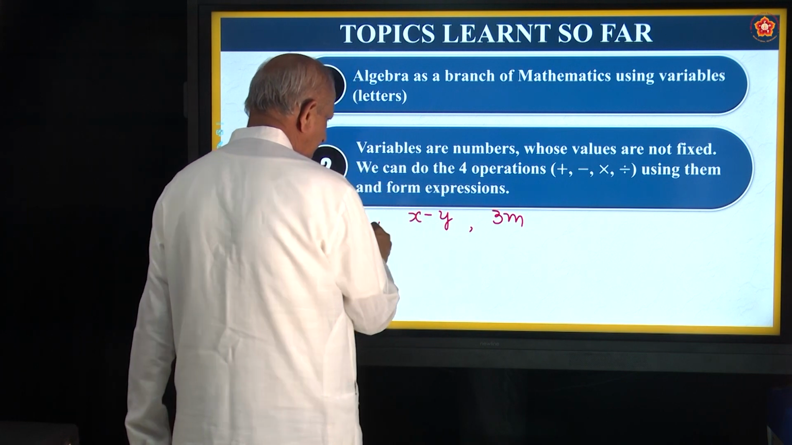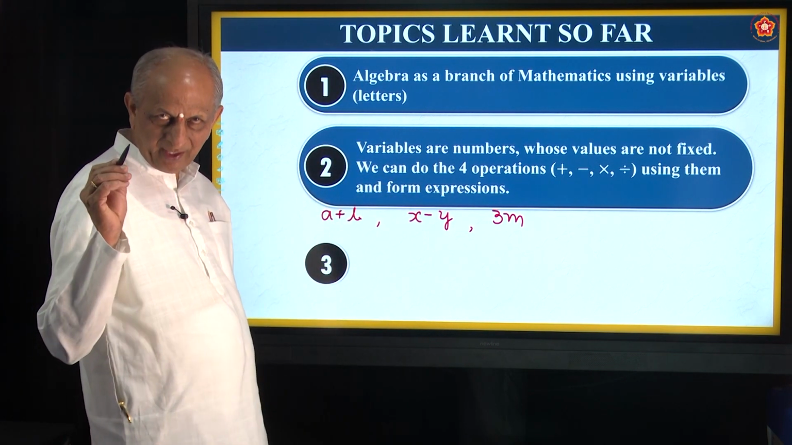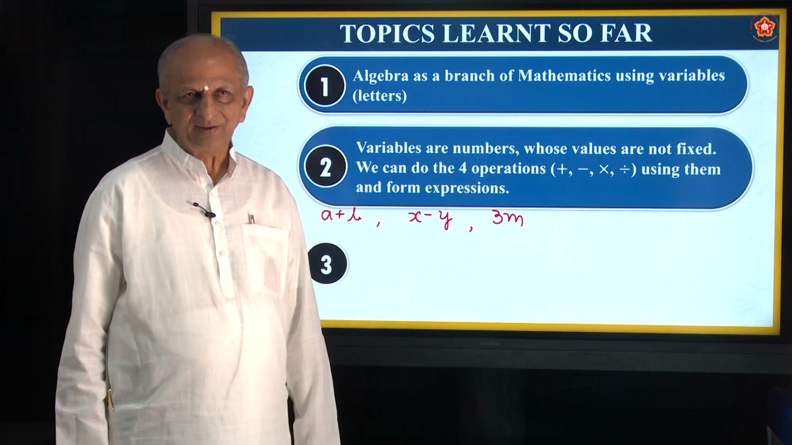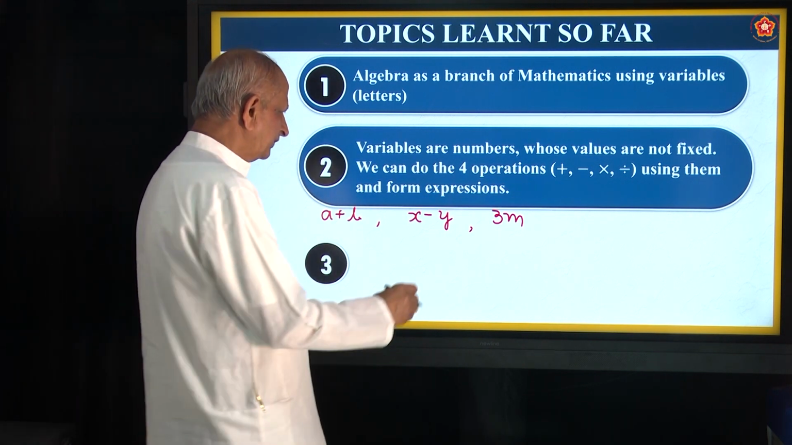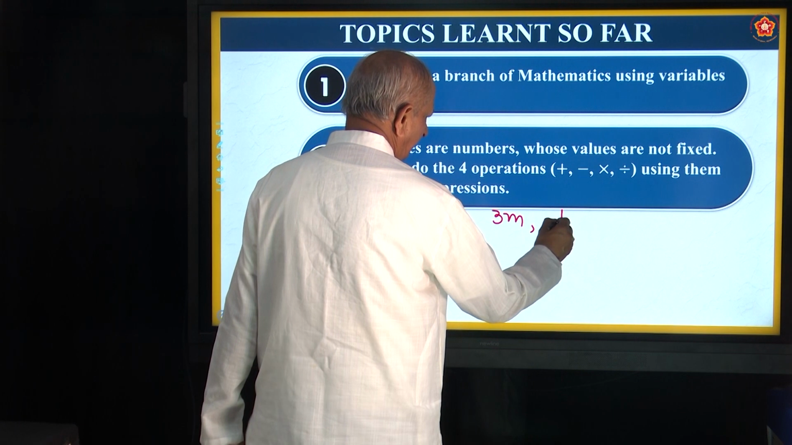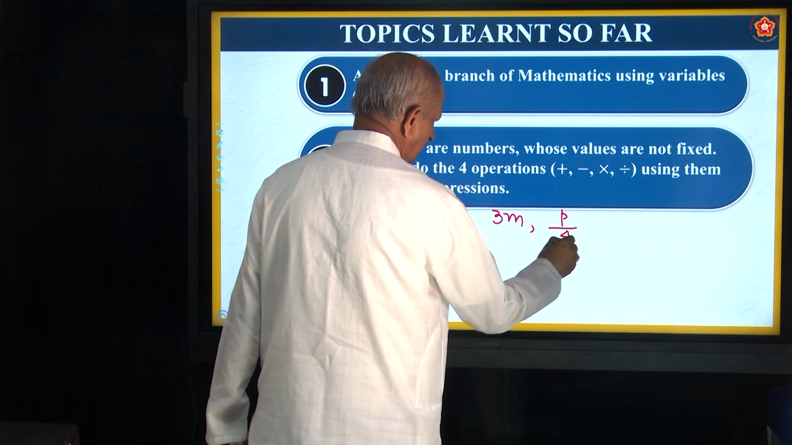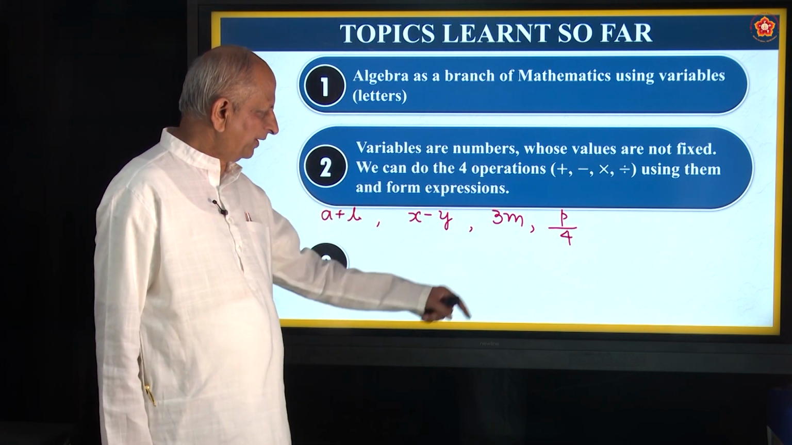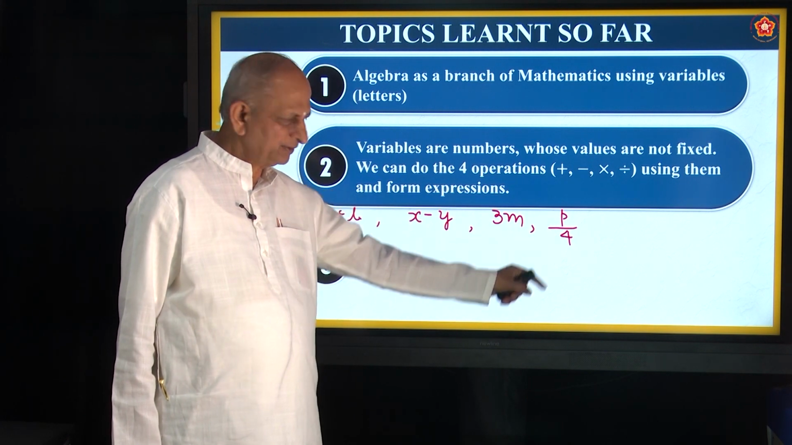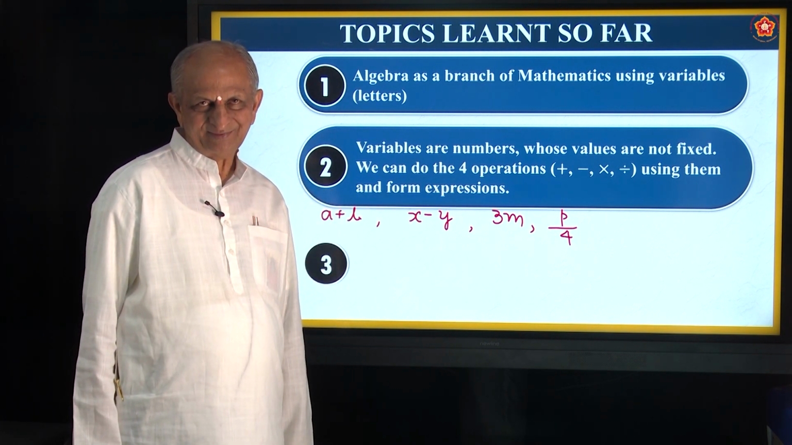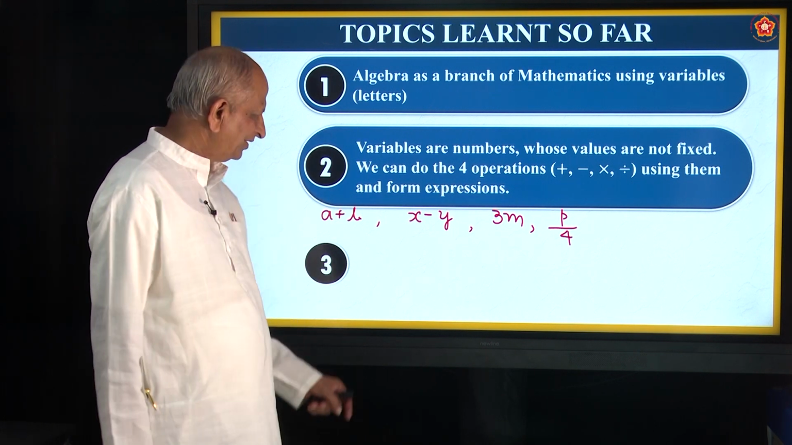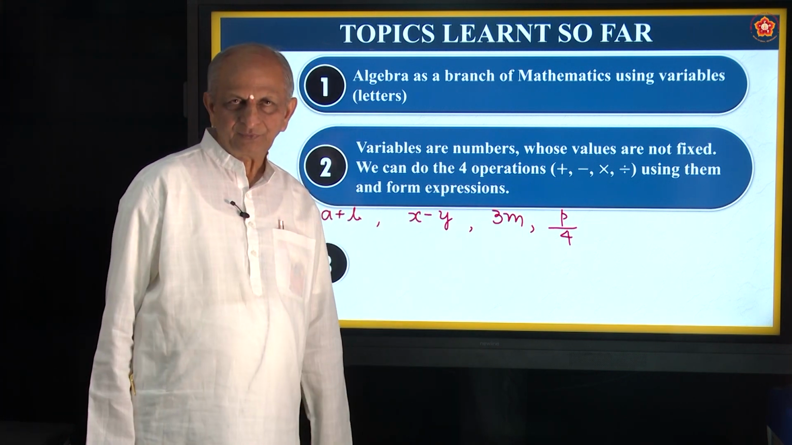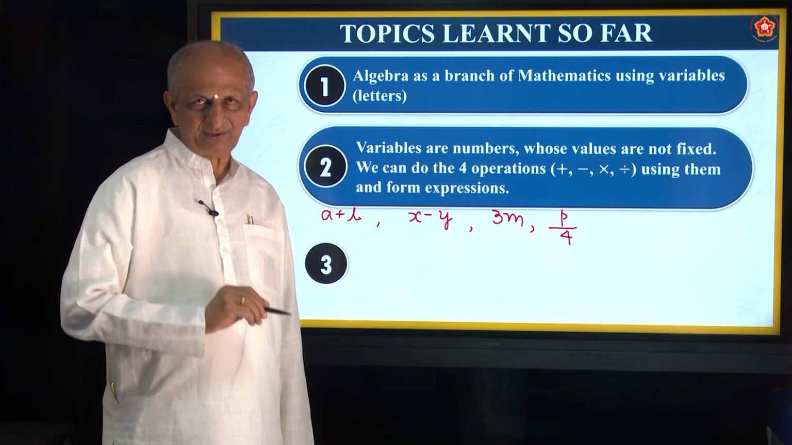Suppose you have 3m. What is the variable here? Variable is m. It is multiplied by 3, correct? Similarly, you have p by 4. Correct? So when you say p by 4, here the operation is divided by, correct? So the 4 operations are made use of here, plus, minus, into, divided by. So variables with the operations.